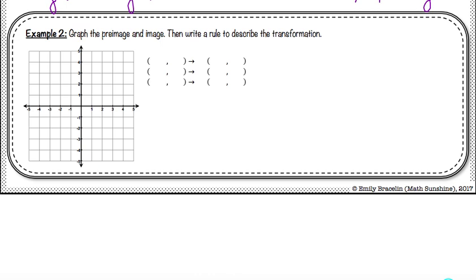This one says, graph the pre-image and image, then write a rule to describe the transformation. Again, we're going to do some graphing. So we're going to graph QRS, which is a triangle. Q is -3, 1. R is -2, -1. S is -4, -1. Okay, so let's graph -3, 1, -2, -1, and -4, -1.